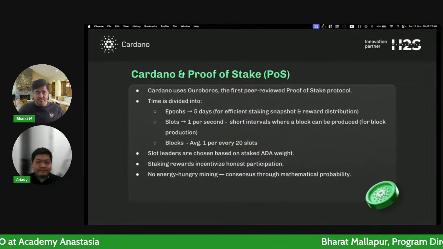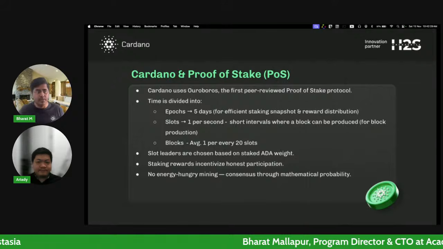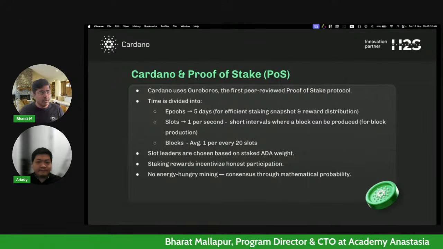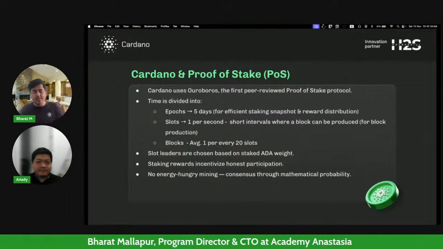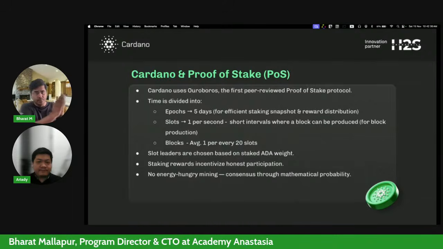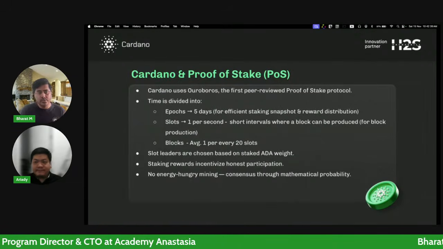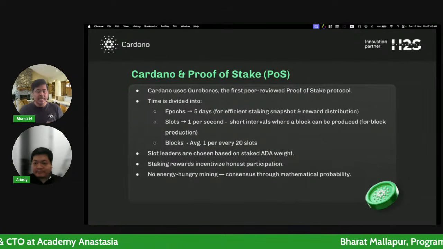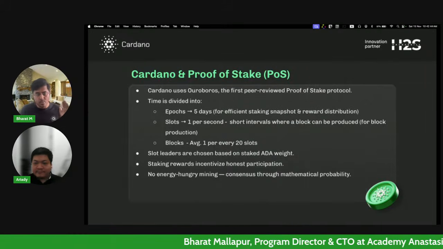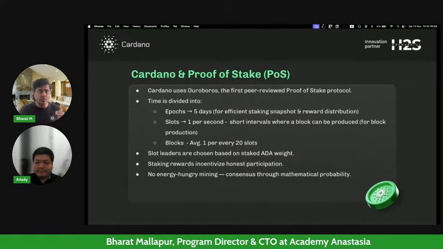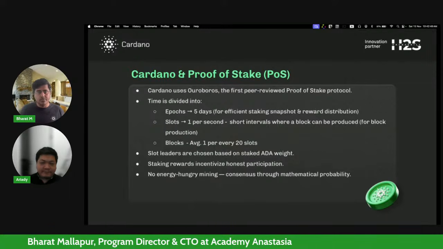Now 5 days is only for staking rewards calculation and distribution. So how do the blocks actually get created and positioned in the blockchain? We use a concept called a slot, and there is one slot per second. Historically, it used to be one slot every 20 seconds. Now it has been made one slot per second.